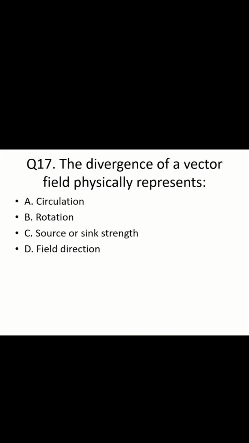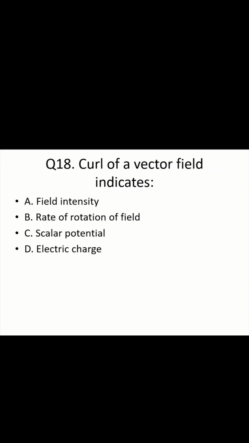Question number 17 says the divergence of a vector field physically represents circulation, rotation, source or sink strength, field direction. So the correct option is answer number C, that is source or sink strength. Coming to question number 18, curl of a vector field indicates field intensity, rate of rotation of field, scalar potential or electric charge. So the correct answer is option number B, that is rate of rotation of field.